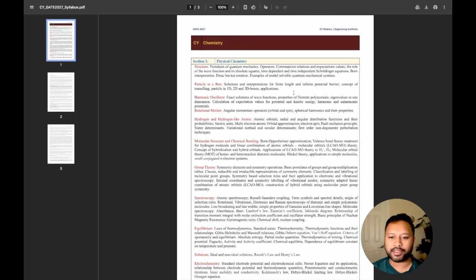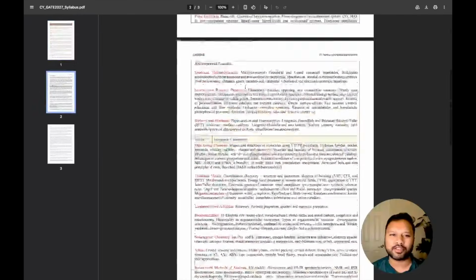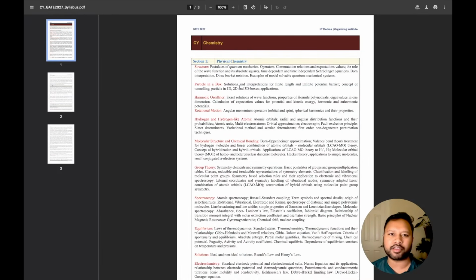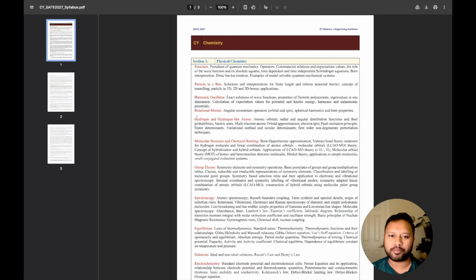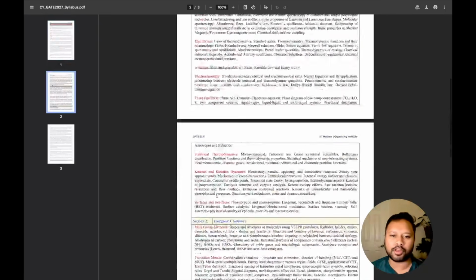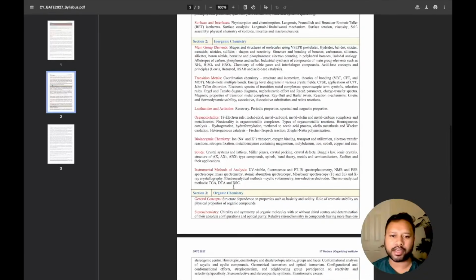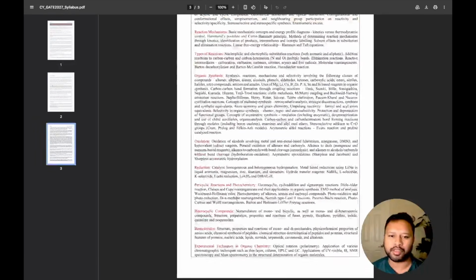Now in this syllabus there is nothing mentioned like that. It will be very difficult for you to highlight which topics are new and which are old, because it is simply given that physical chemistry has topics like structure, particle in a box, harmonic oscillator, hydrogen atom problem, spectroscopy, and so on. Then comes inorganic chemistry, and then organic chemistry. So that's how it is given, just in a general way.